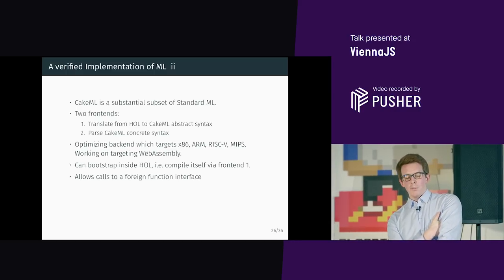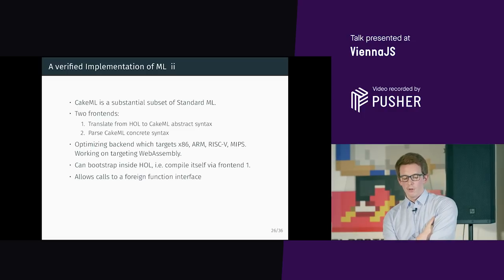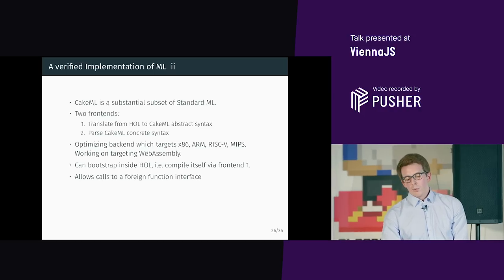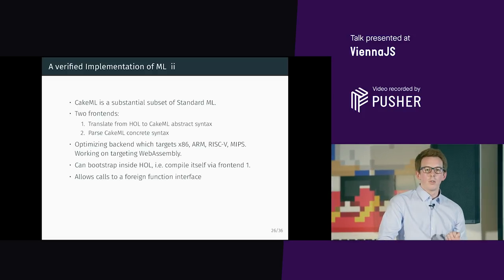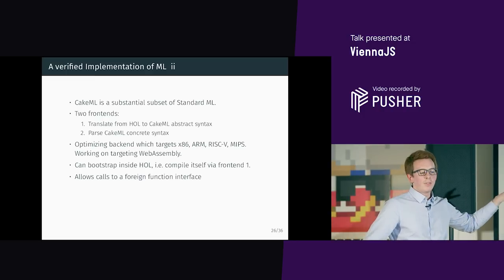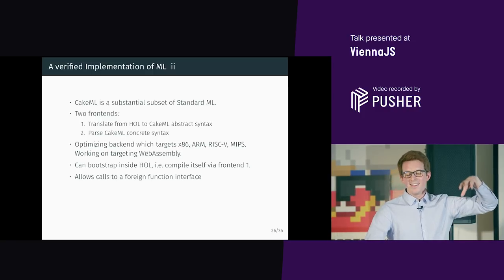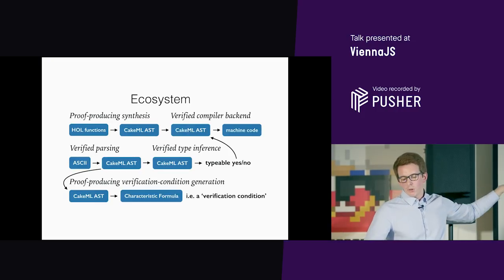And then there are optimizing backends. You can target x86, ARM, RISC-V, MIPS. And the work I'm doing is to extend this optimizing backend for WebAssembly. So this is how they will fit. And it can bootstrap itself via frontend one, as I already mentioned. And what's cool is it has an FFI. So you can say there are other functions outside of CakeML, and that really maps nicely to host functions in WebAssembly. So that's it as a picture.